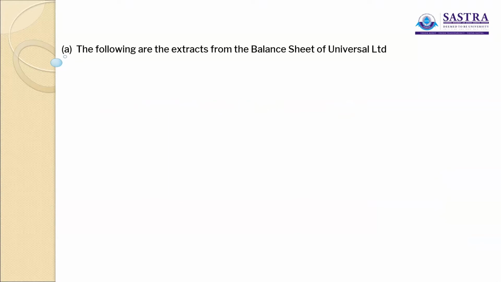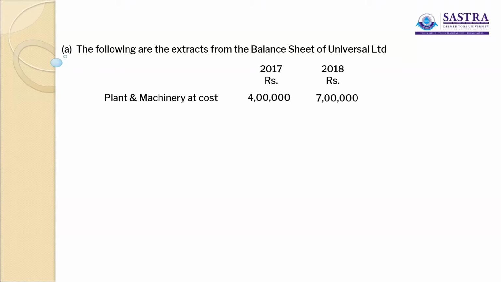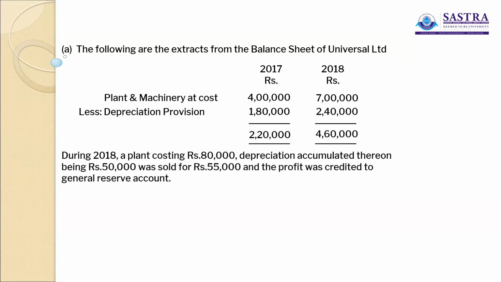The following are the extracts from the balance sheet of Universal Limited. Information relating to 2017 and 18 are provided. Plant and machinery at cost is given as rupees 4 lakhs at the beginning and 7 lakhs at the end. Less provision for depreciation, opening 1,80,000 and closing balance rupees 2,40,000. The net assets balance is 2,20,000 at the beginning and 4,60,000 at the end.